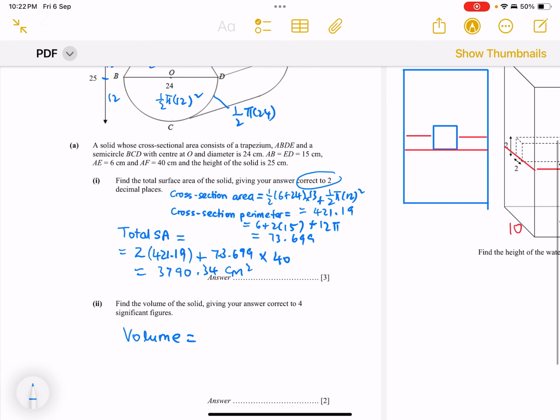The volume is just the area of the cross section, which we have found to be 421.19, multiplied by the length, which is 40. And that works out to be 16847.60, correct to 4 significant figures. 1, 2, 3, 4. This is 4 significant figures, cm cube.